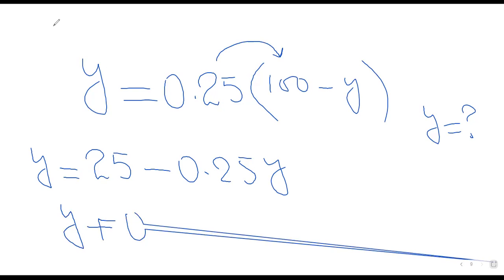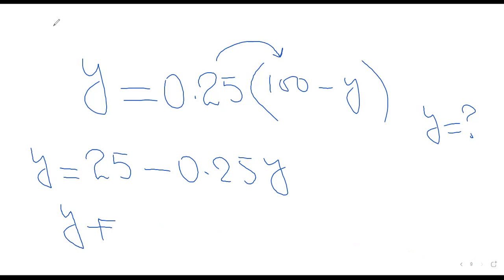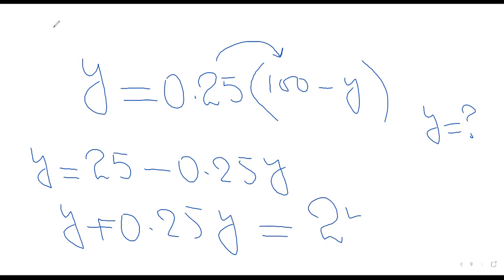This will become 0.25, am I right? And this is 25 over here. So 1.25y. So y is equal to 25 divided by 1.25. So what is the answer? 20.